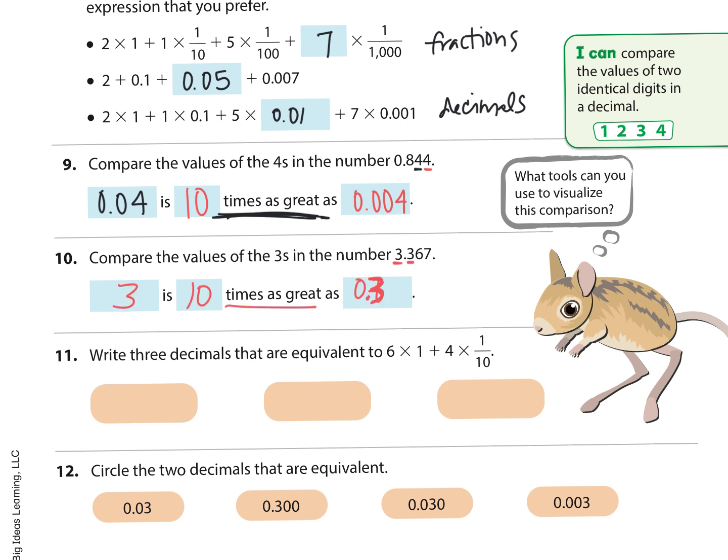Okay, on this one, the 3 in the ones place is the bigger value. Because it says times as great, 3 is 10 times as great as 3/10. Okay, how do we feel on that? Okay so far? Okay.